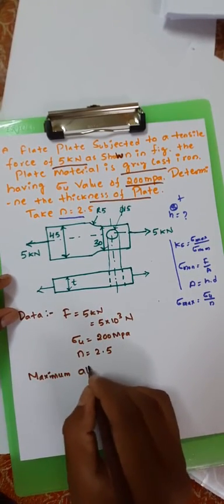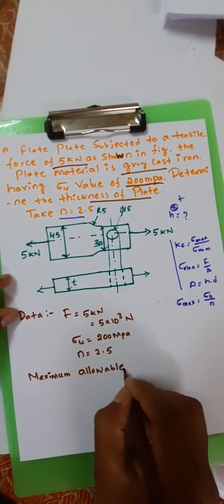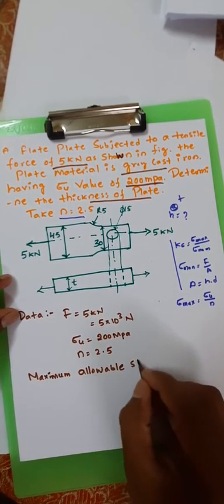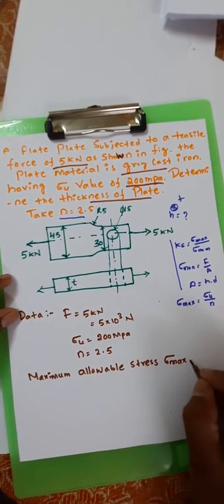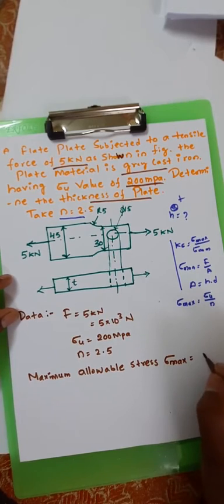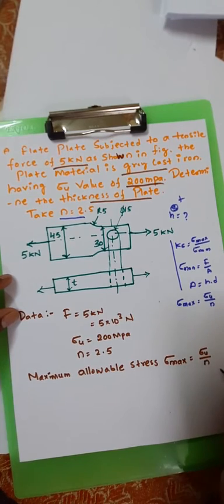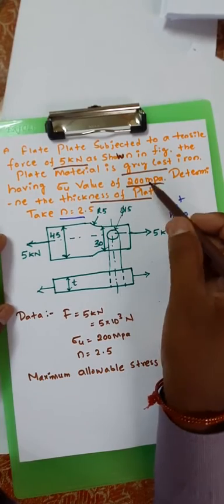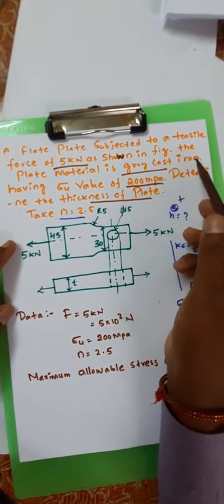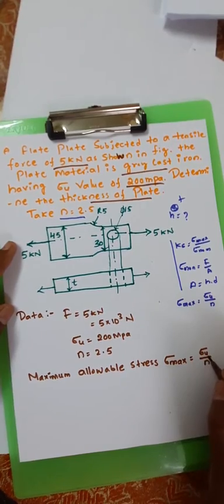Here we need to find the maximum allowable stress. What is the equation? Sigma max is equal to ultimate stress divided by factor of safety. This is with respect to the given stresses, either yield stress or ultimate stress, whichever is given in the problem. Here we have ultimate stress for this grey cast iron, so I will consider sigma max equal to ultimate stress divided by factor of safety.